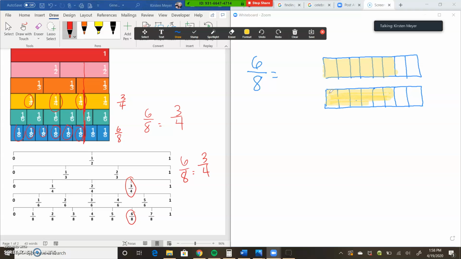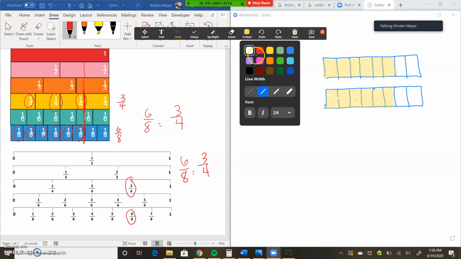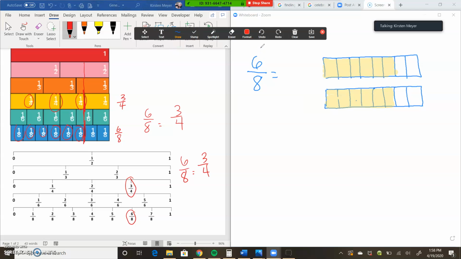Okay, so right now I have the exact same amount, but remember, to make an equivalent fraction, we want to represent it a different way. So I'm thinking, what can I do to this model? Well, remember yesterday how we made them each one into more pieces? Today we're going to do the opposite of that. I'm going to say, what if I take and make 2 be a piece? Let's see if that works.